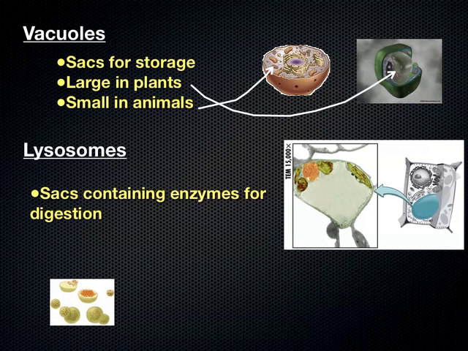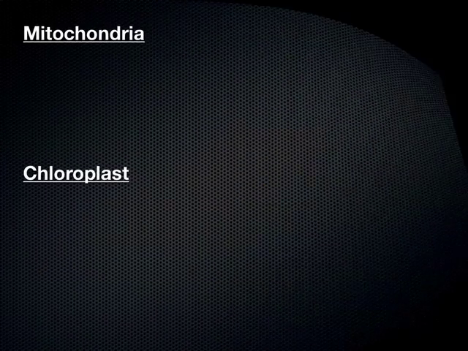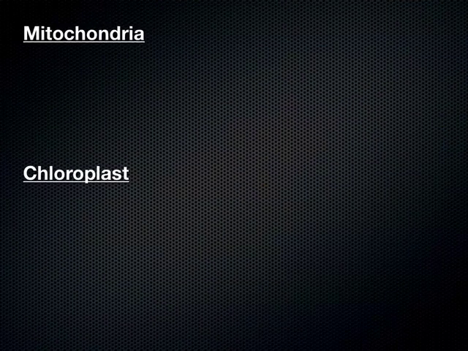Lysosomes look just like vacuoles in animal cells. They're real small. And like I said, you're not going to have to recognize these in a drawing or anything because they're just little bubbles. All right, our last two organelles, mitochondria and chloroplast. These are important ones. You definitely should know what both of these do and also what they look like.